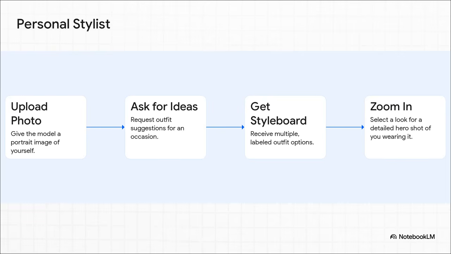Take this for example, a personal fashion advisor. You can upload a picture of yourself, ask for outfit ideas for, say, a wedding, and it'll give you a whole style board with different labeled options. Then you can just pick one you like, and it'll generate these super detailed, realistic photos of you wearing that outfit. It's basically like having your own personal stylist on demand.